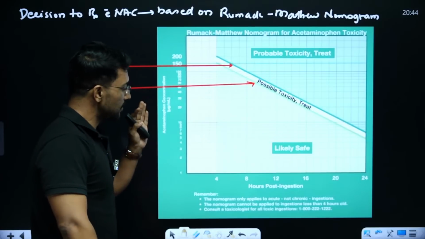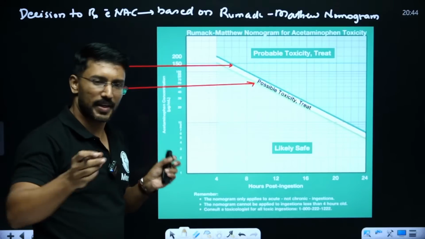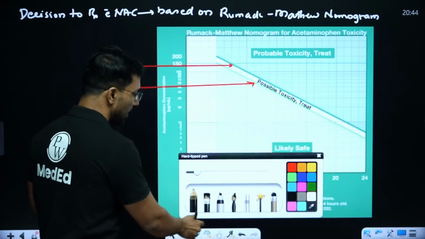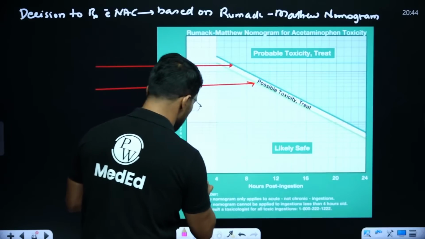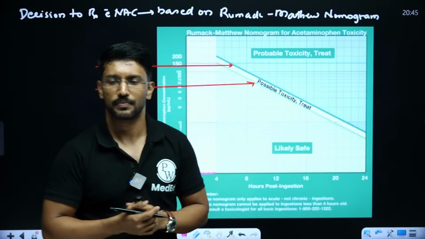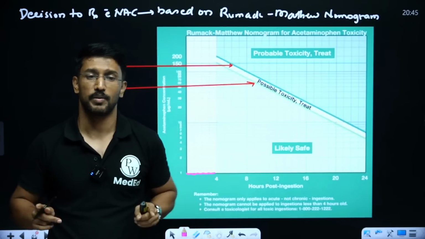So when a patient consumes paracetamol, anytime after 4 hours we can check his blood levels. If he comes 4 hours or later, we can check the blood levels. If he has come before that, we will not check the blood paracetamol levels. Why will we not check if he has come within 4 hours? Like I took it now and I reach you in 1 hour. You will not check my blood paracetamol levels.